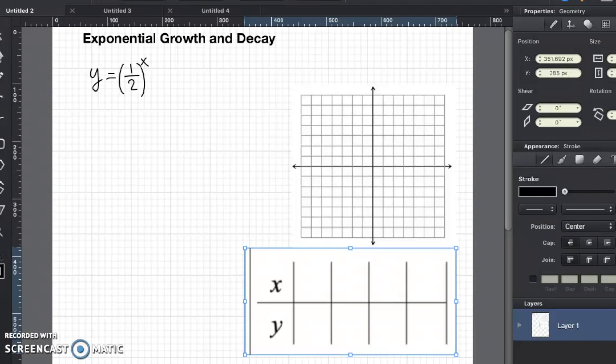But we're going to look at the abstract view and then look at more specific examples later on. So for right now, what I'm going to try to do is graph y is equal to (1/2)^x, right? Let's try it out and see what it gives us.